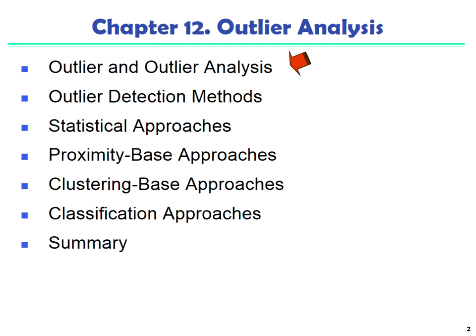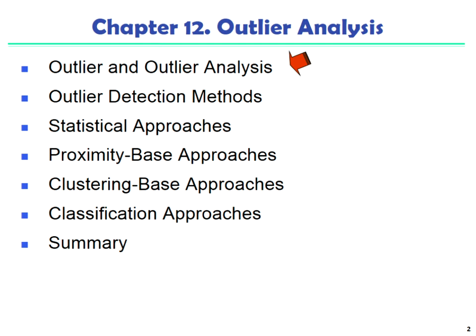What are the types of outliers? Global outlier, yes. Global is one of the types of outliers. Another type, contextual, very good. Contextual outlier is the second type, and collective outliers is the third type.